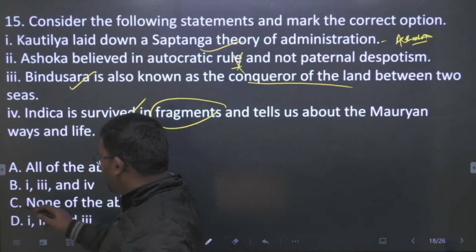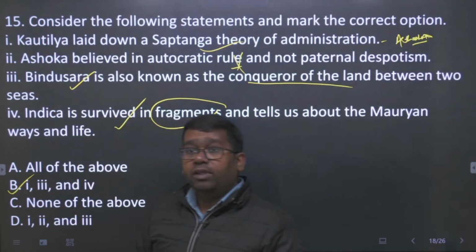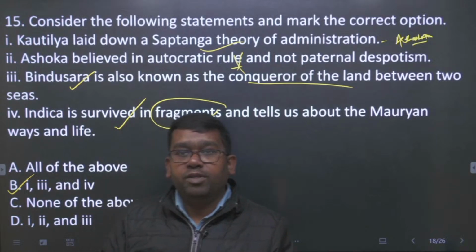So 2 is not there in option B. 1, 3 and 4. So 1, 3 and 4 is the answer of this question. All right, student.